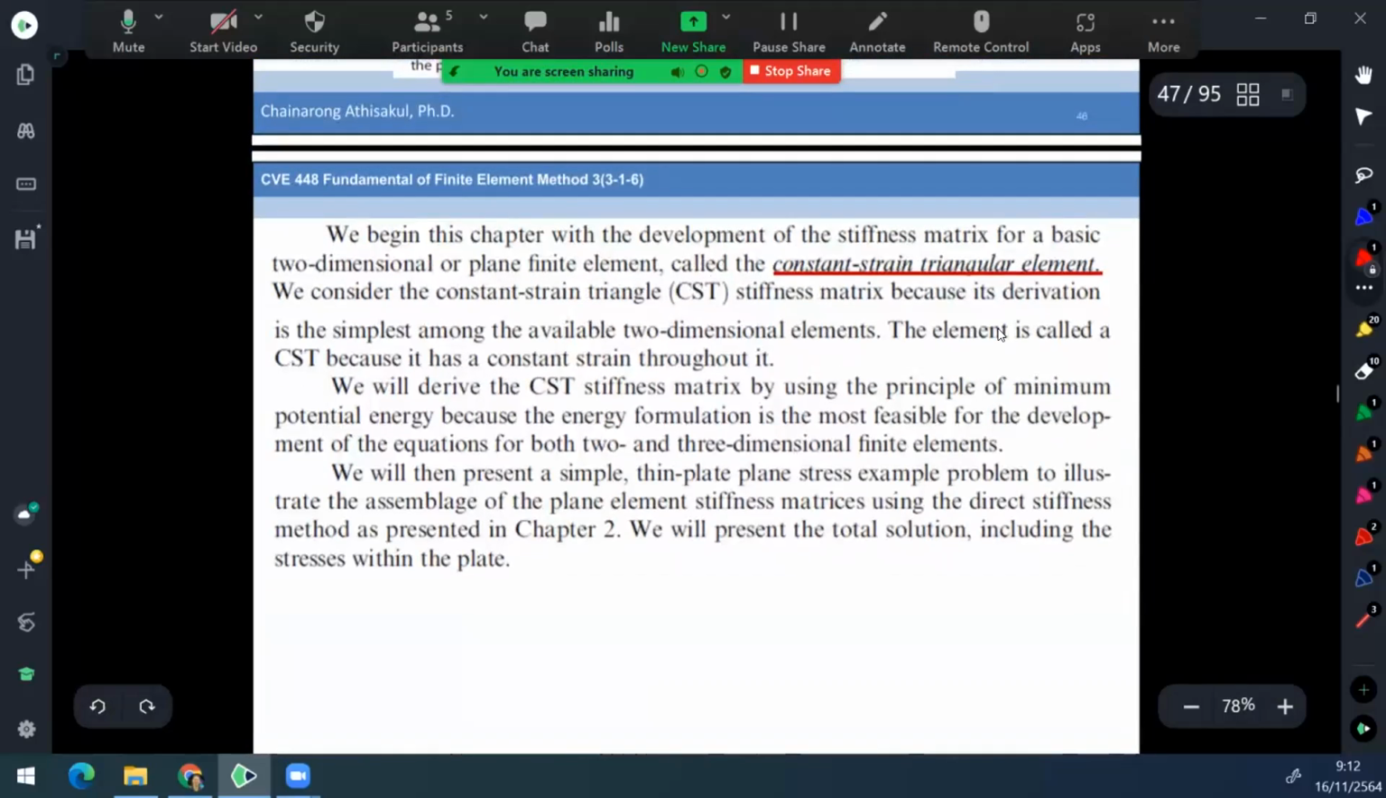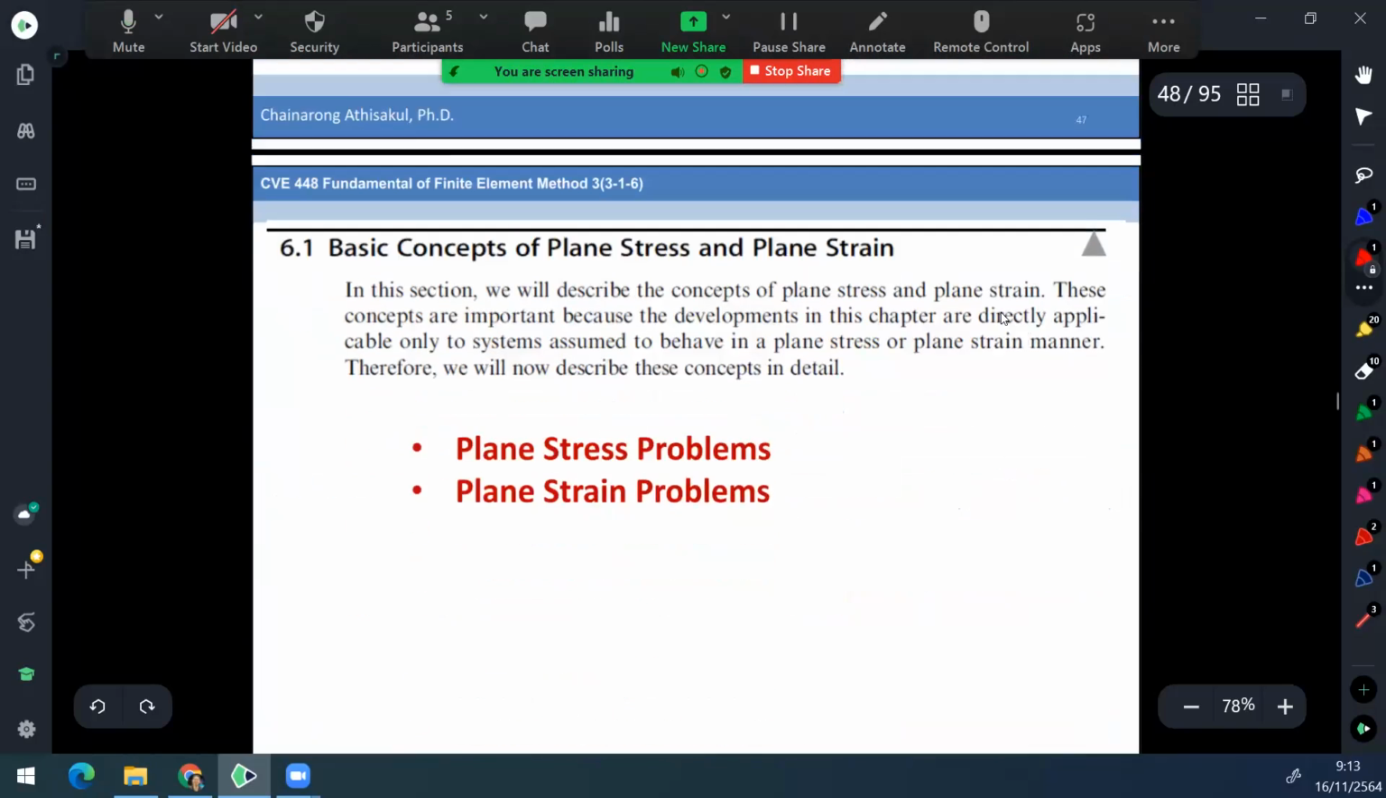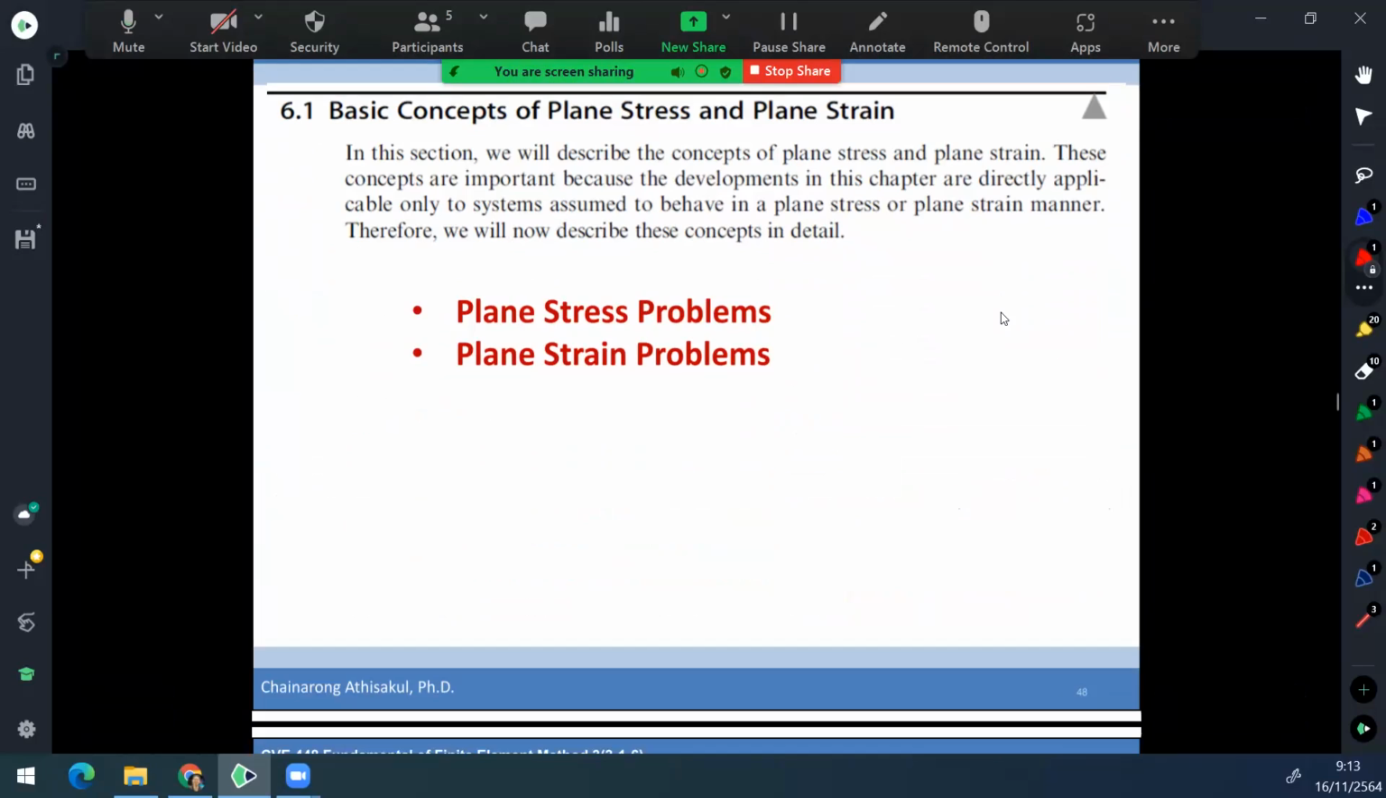For this course, we will focus just on the constant strain triangle, the constant strain triangular element. That is the basic one for two-dimensional problems. Before we go into that, we would like to simplify the 3D problem to a 2D problem. Actually, when we derive the real problem, normally it should be in three dimensions.